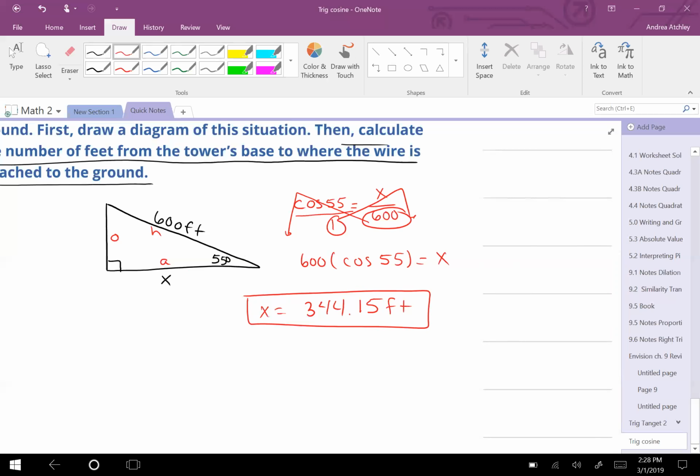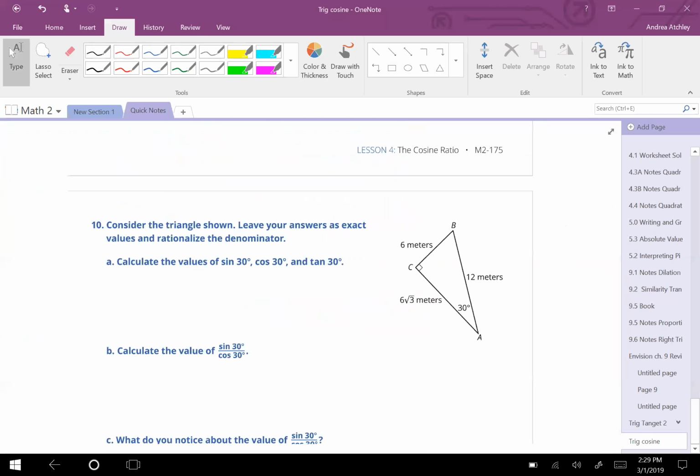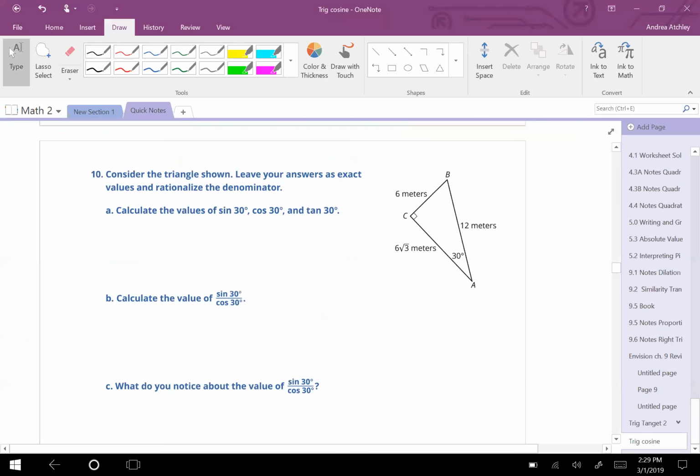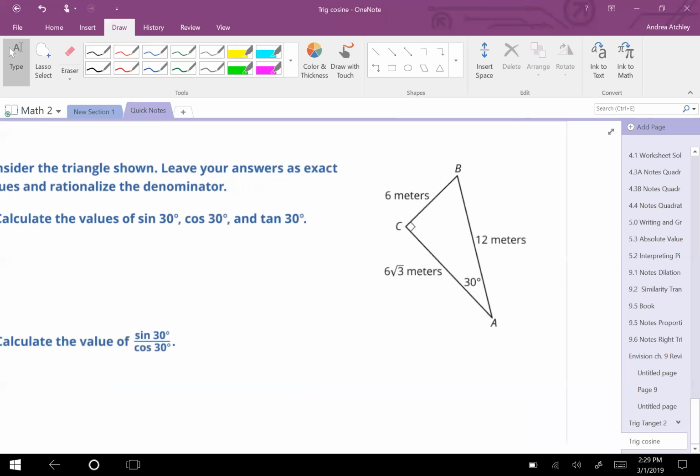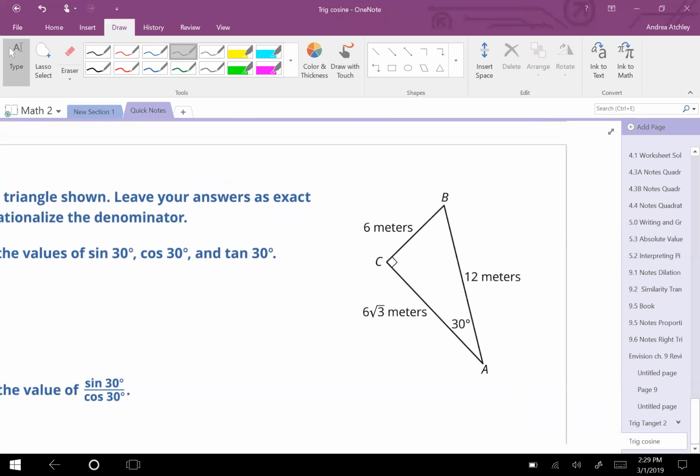Okay, next problems. They gave us, consider a triangle, leave your answers as exact values, and rationalize the denominators. It says calculate the sine of 30, the cosine of 30, and the tangent of 30. So this is when we're going to need our wonderful SOHCAHTOA. Write that down so you remember what each of those ratios are.